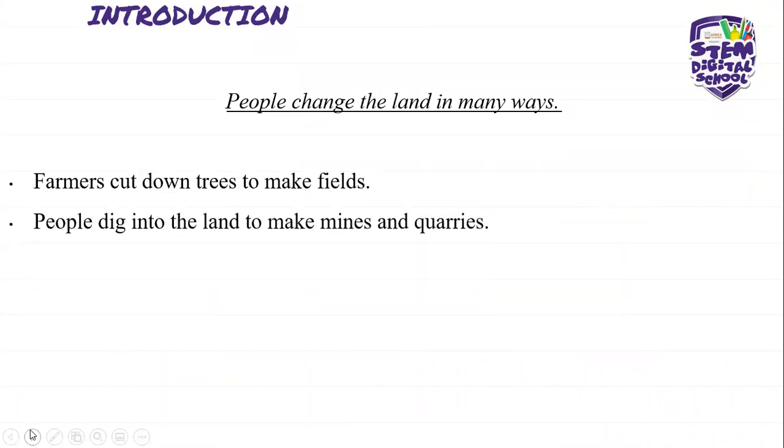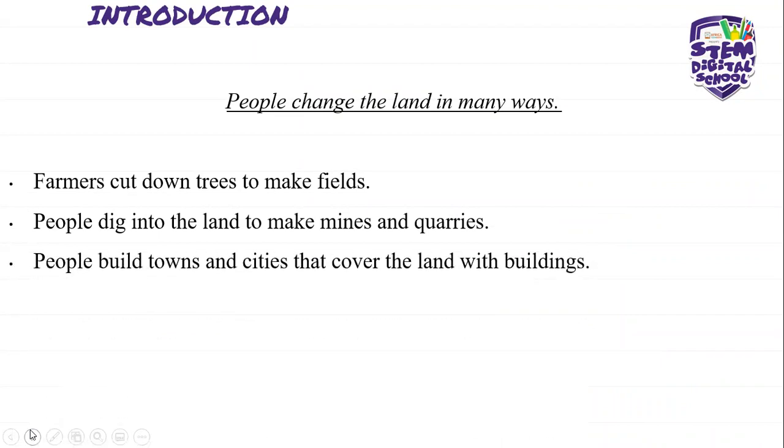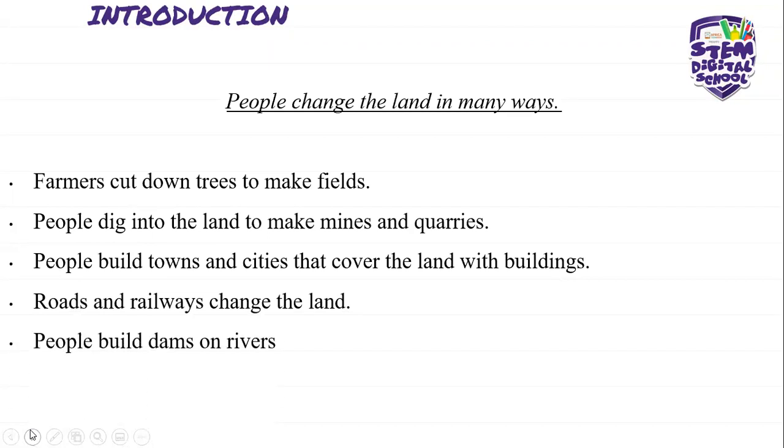People change the land in many ways. Farmers cut down trees to make fields, people dig into the land to make mines, and people build towns and cities that cover the land with buildings. Roads and railways change the land as well, and people also build dams on rivers. As I've said, we are going to be reading a case study on how roads change the land, and how dams change the flow of a river and the environment as well.